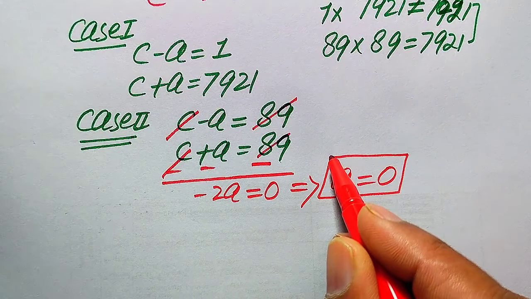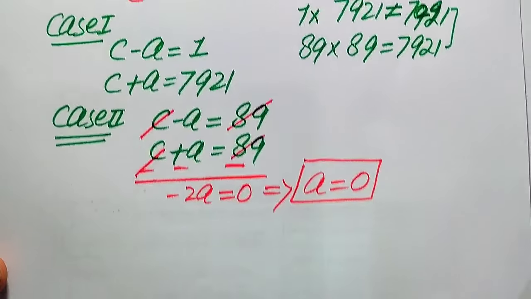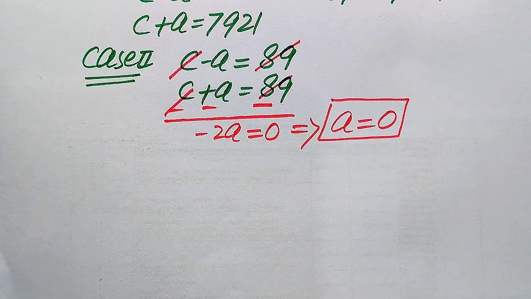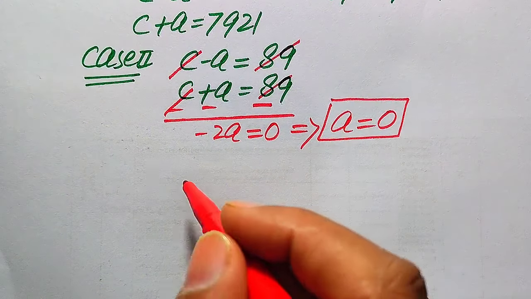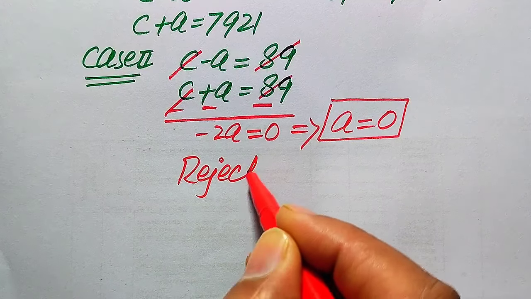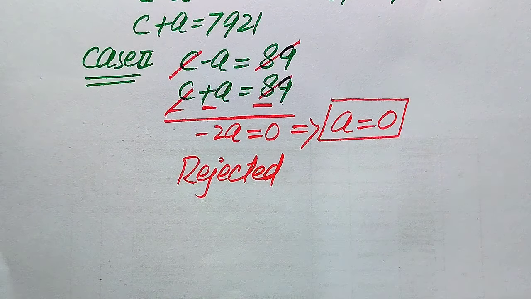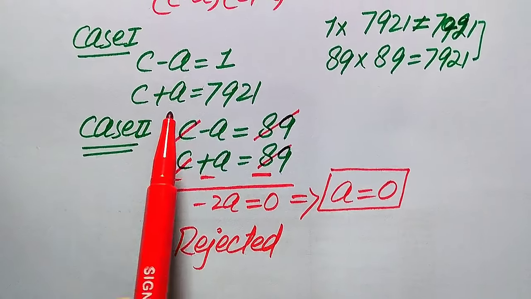So if A equals 0, this means that the base of this right triangle is 0, but the sides of the right triangle are non-zero, so this is not a possible case. So we rejected this case because A is the base and the base cannot be zero. Okay, so we rejected this case, and now we move towards our first case.